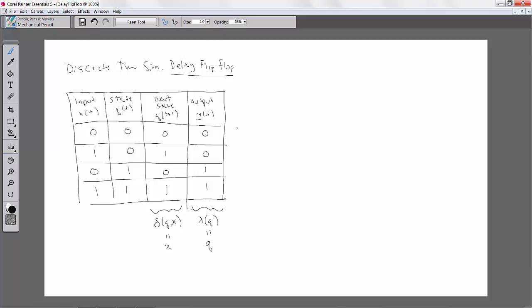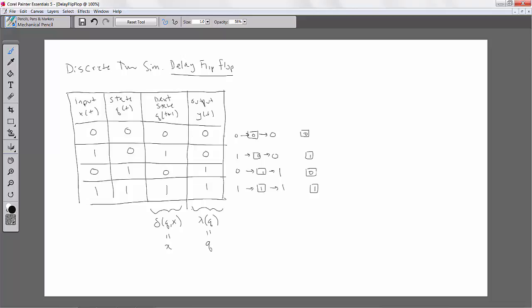Now, similar to before, this transition output table does describe these different cases. If there's a state 0, when it receives input 0, it should deliver an output 0, and the next state should be 0. Similar for input 1, state 0: output 0, next state 1. Input 0, current state 1: current output 1, next state 0. And if the current input is 1 with the current state of 1, the current output is 1, and the next state is also 1.